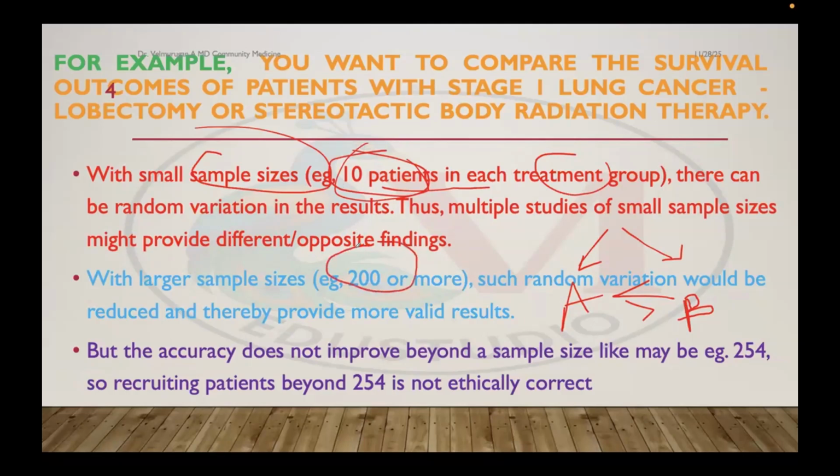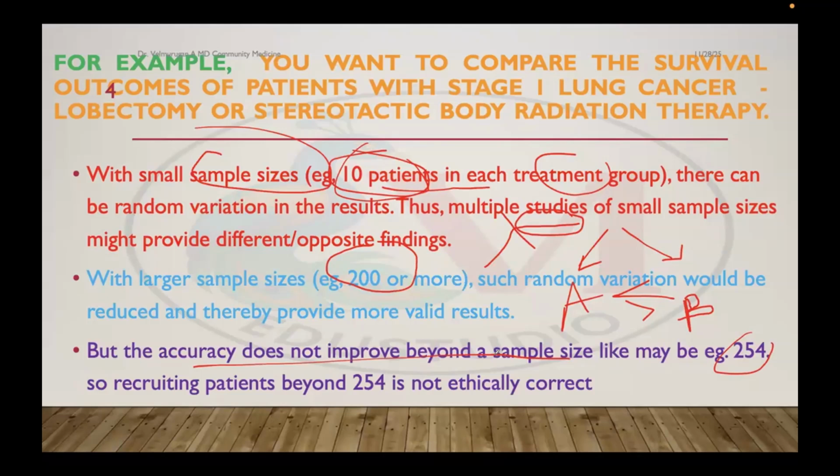But what is the problem with larger sample sizes? After a point, the results of the study will not vary. It will start becoming stagnant. So you have to choose a sample size at this point. The accuracy of the study does not improve beyond a sample size, like maybe 254, 354, depending on your study. So you have to stop at that point. You should not go beyond that.